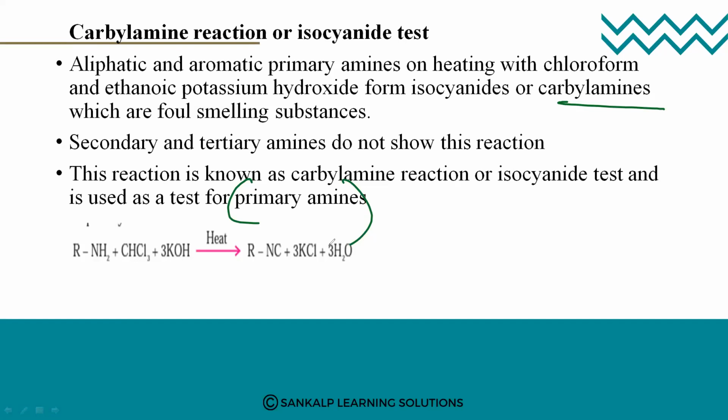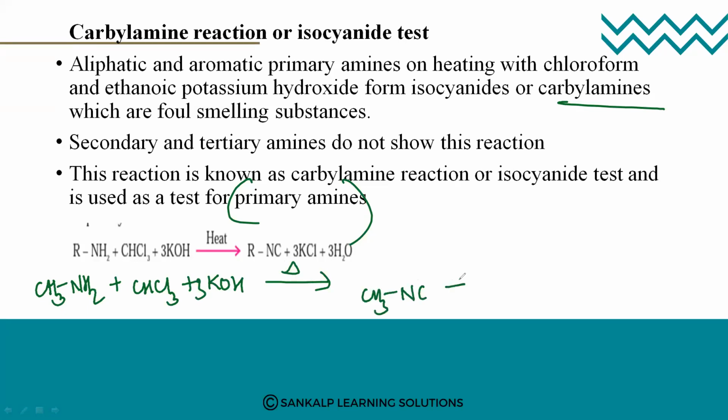We'll see one example based on the carbalamine. If I take a primary amine, that is methylamine, and treat it with chloroform CHCl3 plus ethanolic KOH, and heat it, what you obtain is CH3NC plus 3 KCl plus 3 H2O. What you obtain is isocyanide.